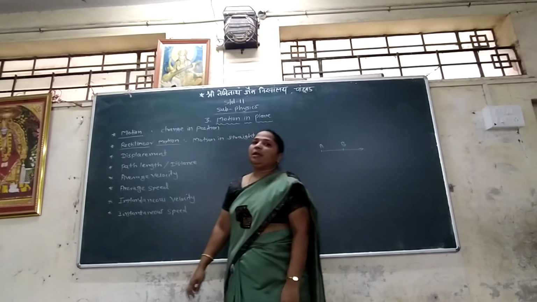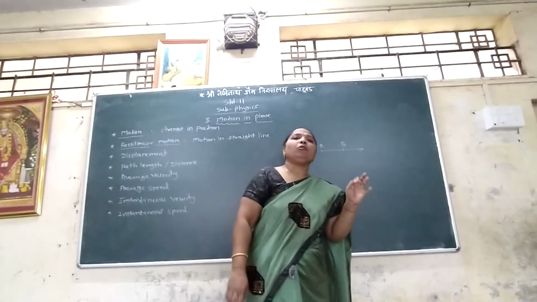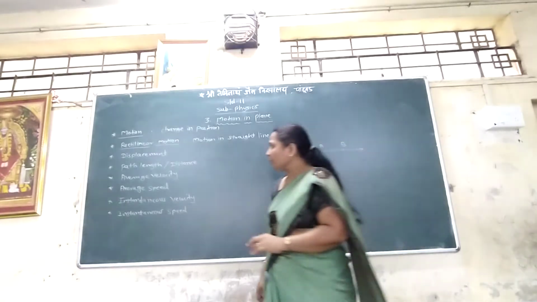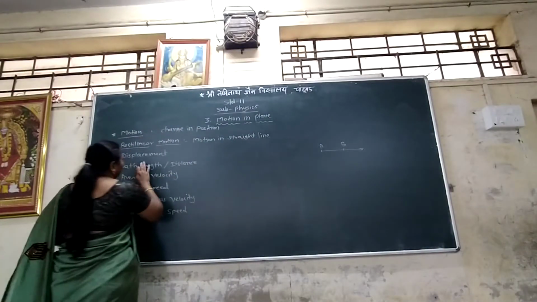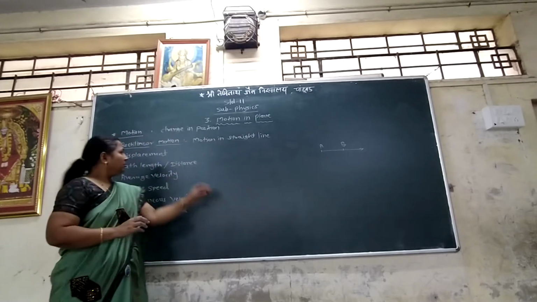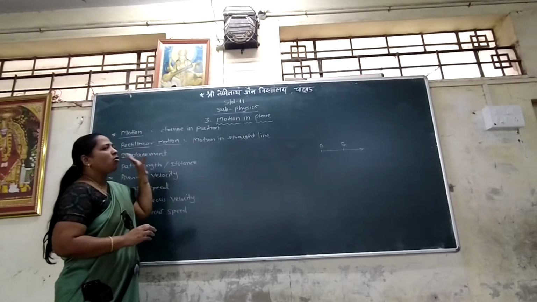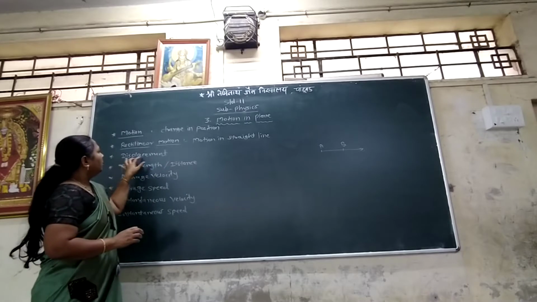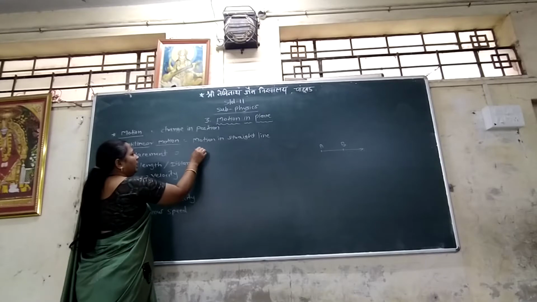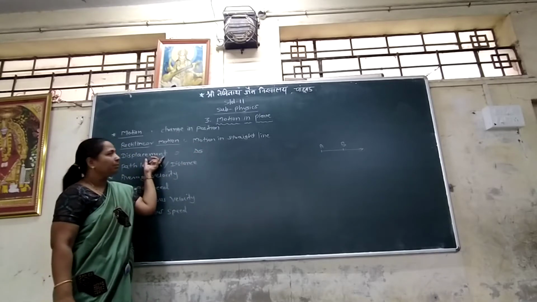Next topic, displacement. Displacement is a vector quantity. The position changes from one point to another point in a given interval of time. When the position of that object changes in a specific interval of time, then the displacement is denoted by delta x.